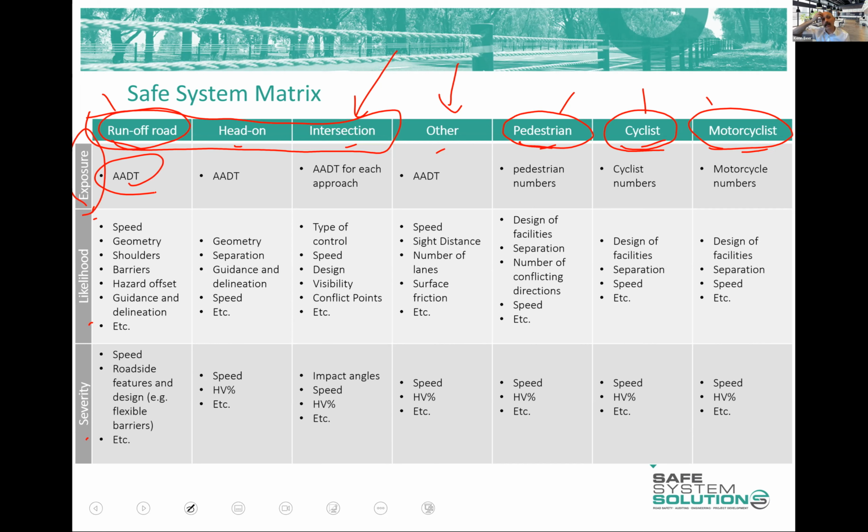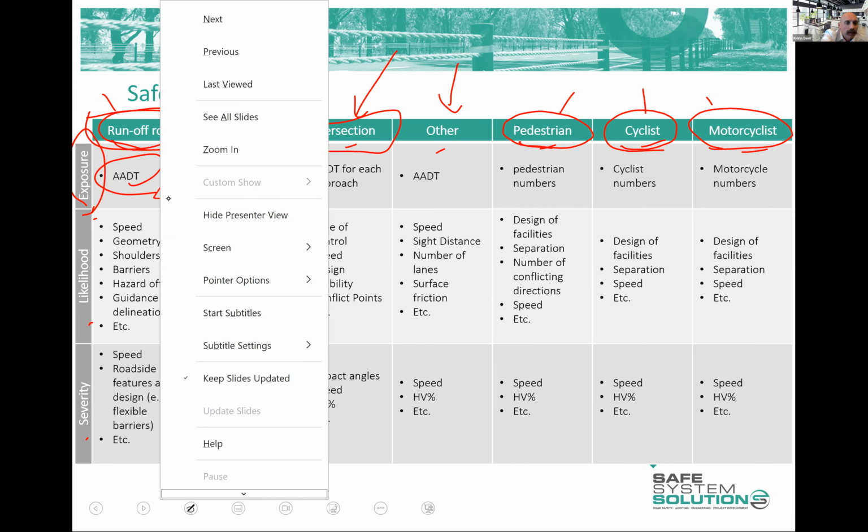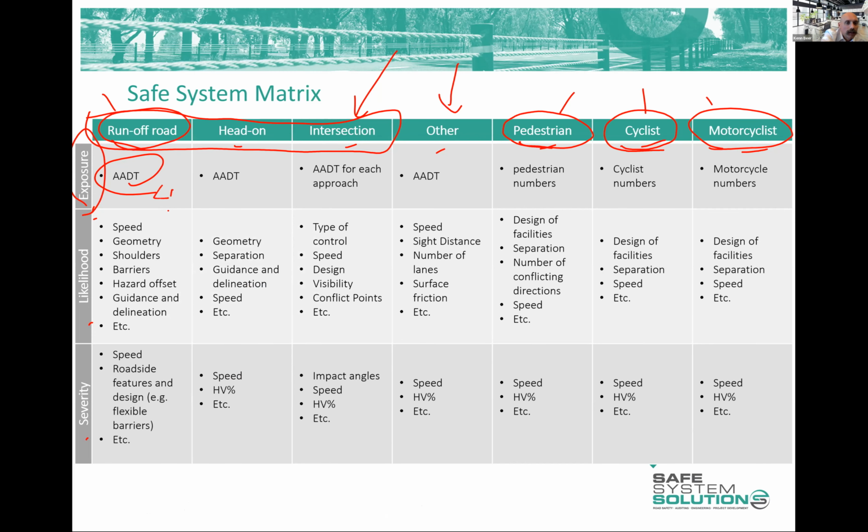And your thing is going to be the AADT, the annual average daily traffic. How many vehicles are using the road? That's how many are exposed to runoff road crashes. So you could have an area, let's say we've got a road and it's got 4,000 vehicles a day, okay? That's how many are exposed to runoff road crashes.